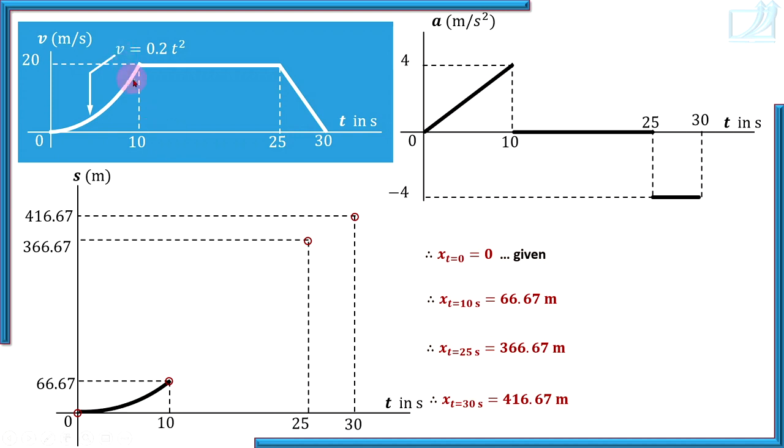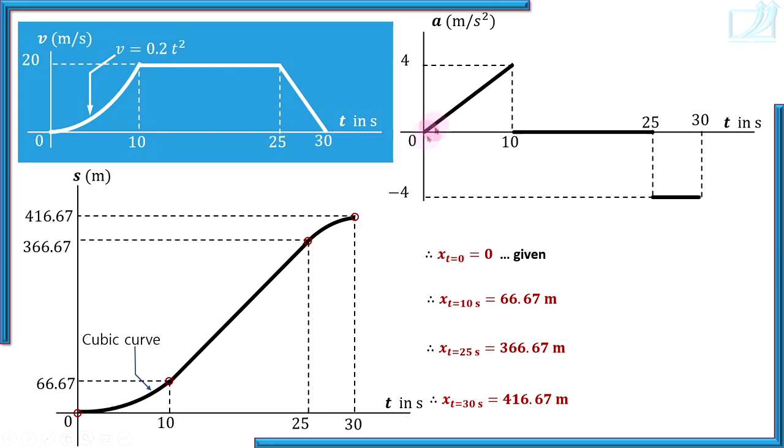From 10 to 30, velocity is constant, which means the slope of the ST diagram is constant. Constant slope means it is a straight line. And from 25 to 30, velocity reduces, so the slope should reduce. Not only that, at t equal to 30 velocity becomes 0, so the curve should become horizontal here. So this is a cubic curve.